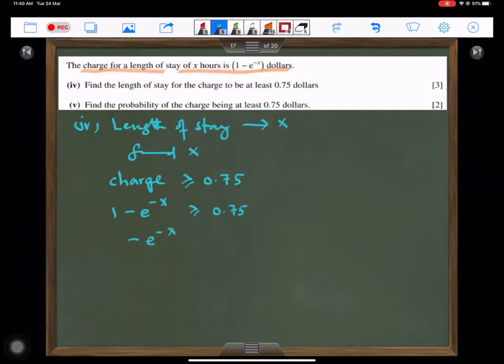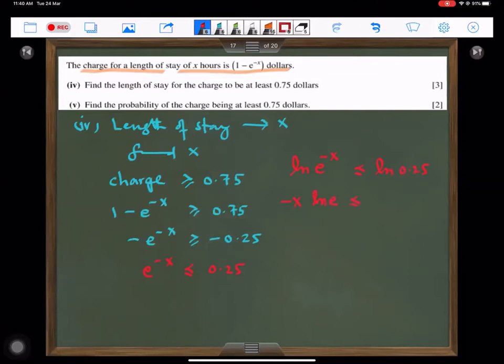Negative e to the minus x is greater than or equal to 0.75 minus 1, which is negative 0.25. Take care of the plus minus sign. Remove the minus and the minus. What do you get? e to the minus x is less than or equal to 0.25. Now it's ready for ln to be used. ln e raised to the power of minus x is less than or equal to ln 0.25.